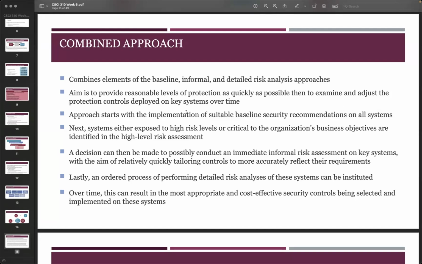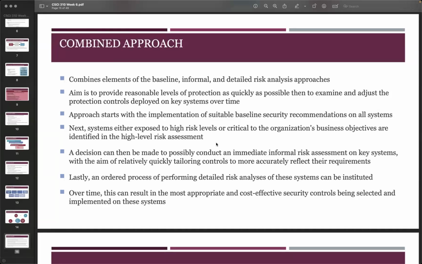We need to deploy the key system over time, and we need to always adjust the level. The approach is to start with the implementation of a suitable baseline security recommendation on all systems. Baseline is always a must, no matter whether it's small or big. So we always start with the baseline.